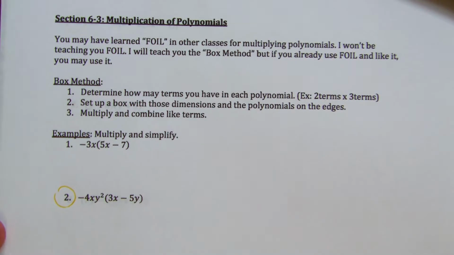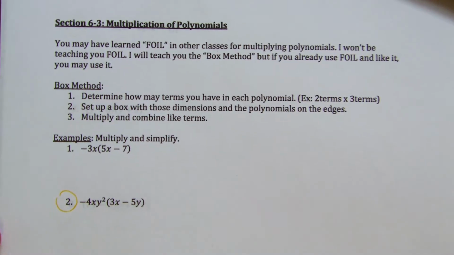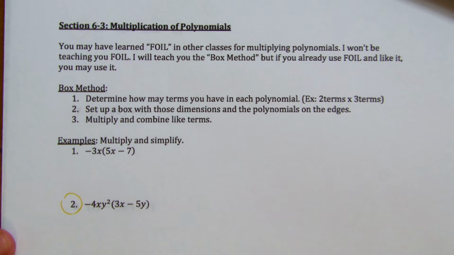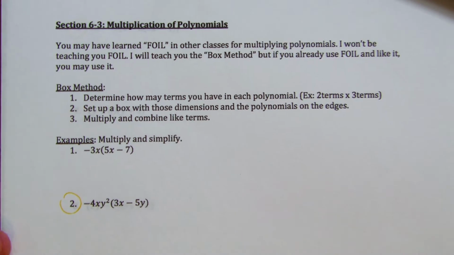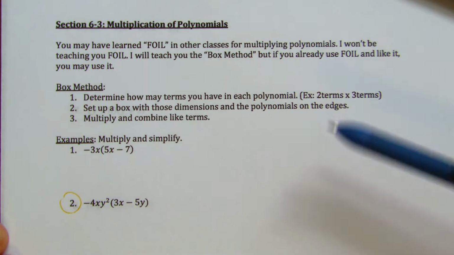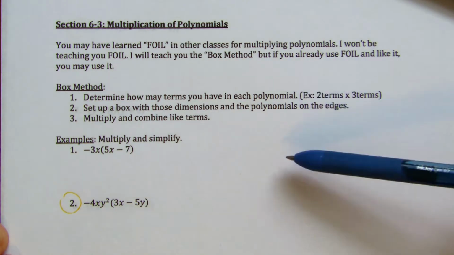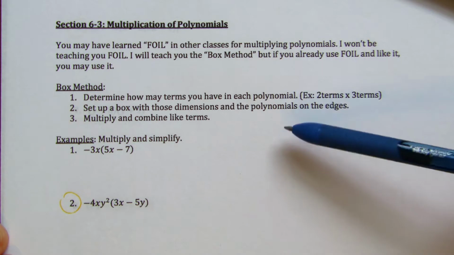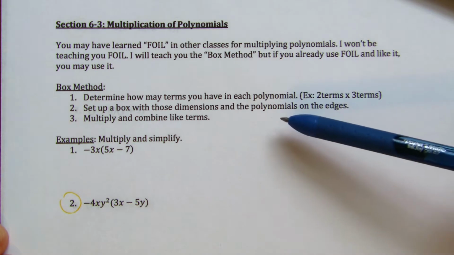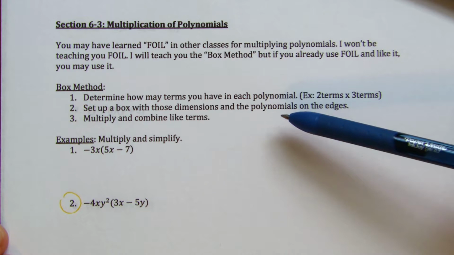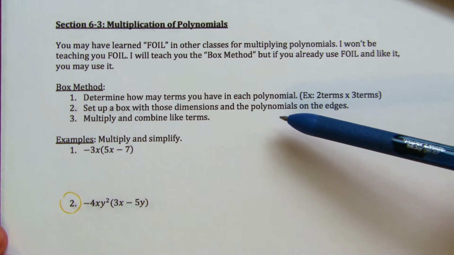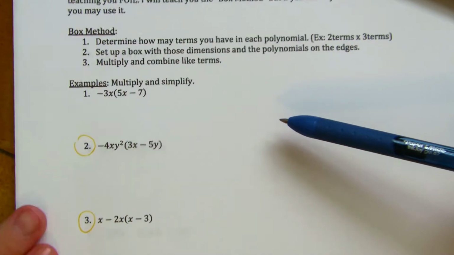Alright, so this is our video for section 6-3, and we're talking about multiplying polynomials here. In lots of algebra classes, what oftentimes you learn is how to FOIL polynomials. I personally don't love FOIL, so I use the box method, and the way we determine the size of the box we need would be by the size of the polynomials that we have. So we'll set up boxes with dimensions of the same number of terms of the polynomials that we have, and then we'll multiply and combine like terms.